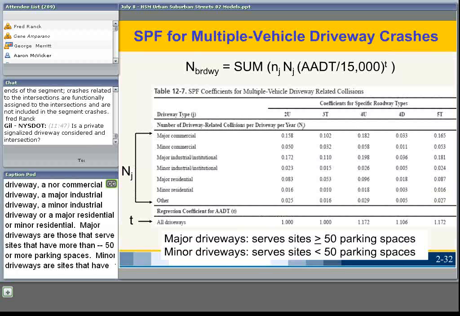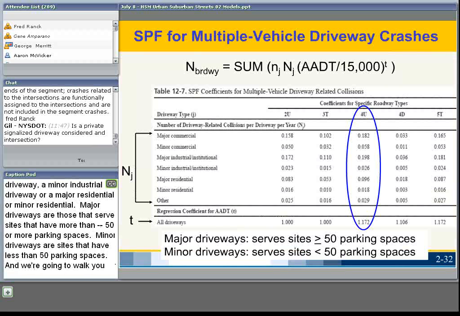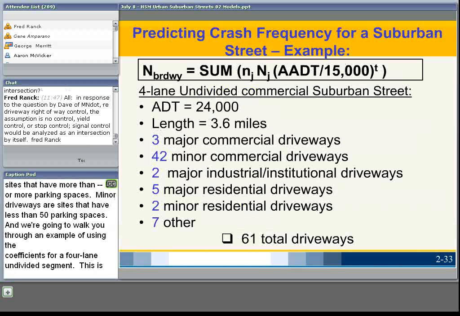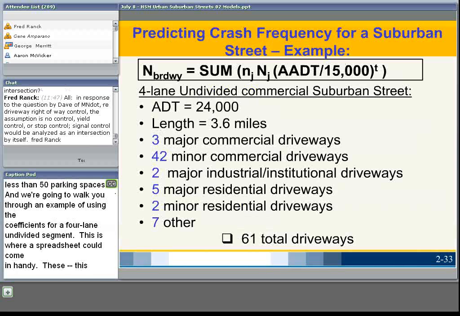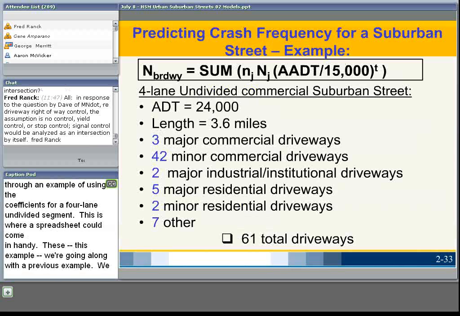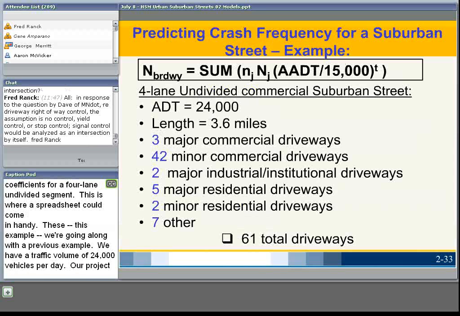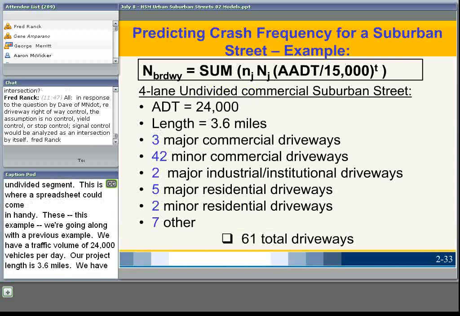So this is table 12.7 where we get our coefficients. It's based on the driveway type, which is the capital N of j in the left column, and based on whether you have a major commercial driveway, a minor commercial driveway, a major industrial driveway, a minor industrial driveway, or a major residential or minor residential. Major driveways are those that serve sites that have 50 or more parking spaces. Minor driveways are sites that have less than 50 parking spaces.